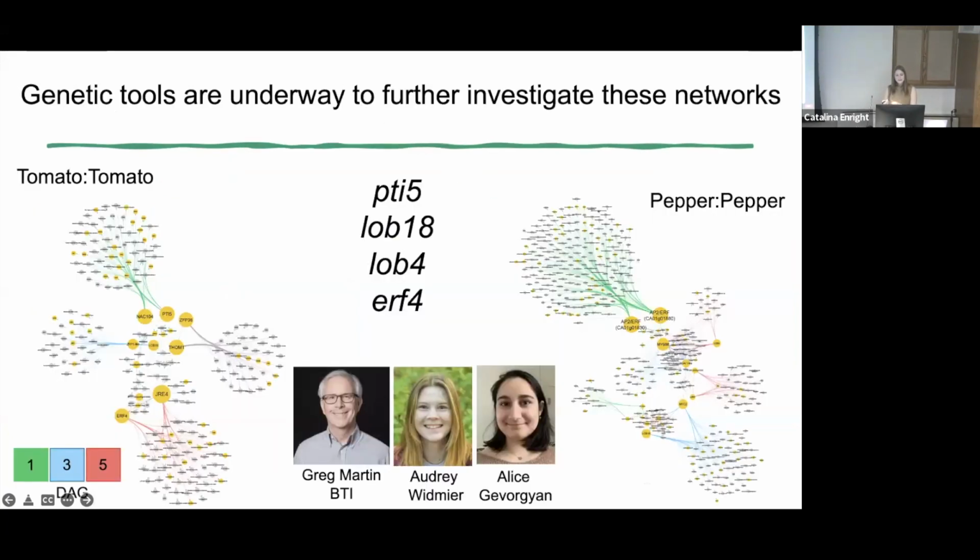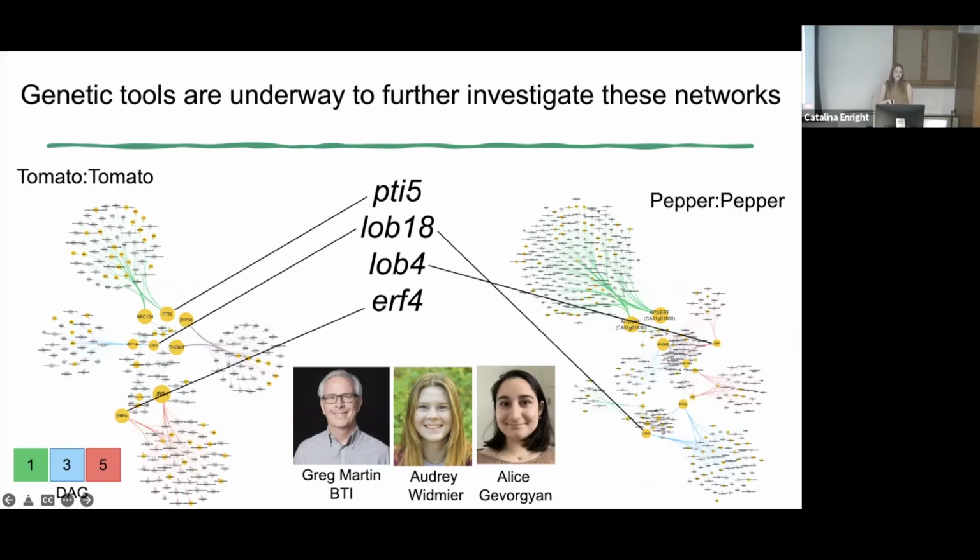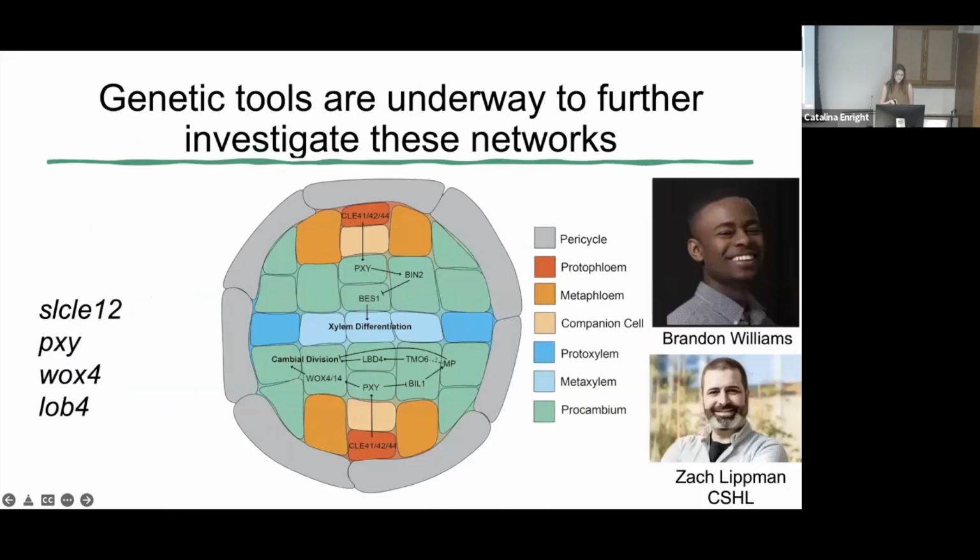And have no fear, these networks are well underway in the Frank lab to identify new tools. Dr. Greg Martin had a PTI5 mutant that he was willing to share with us. And if you're super interested in that, Alice in our lab is going to be presenting it as her honors thesis. So stay tuned for that email, attend to learn more. Audrey Woodmeyer has been working tirelessly to help generate these lateral boundary domain mutants. And Alice and Audrey have worked together to generate this ERF4 mutant.